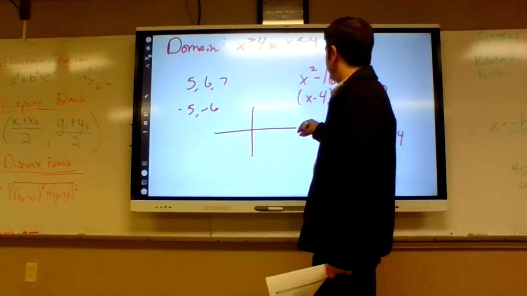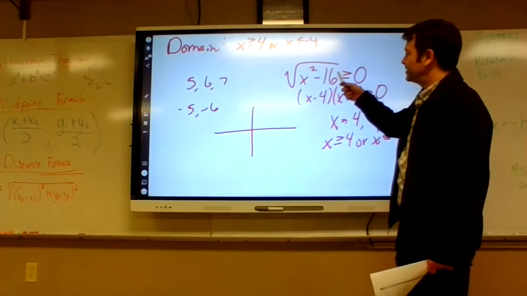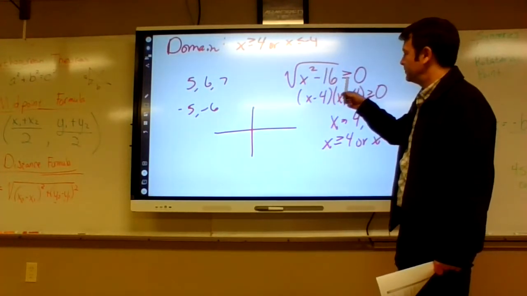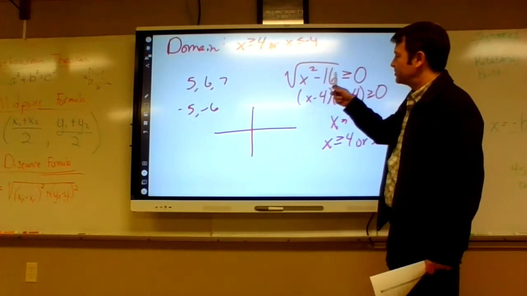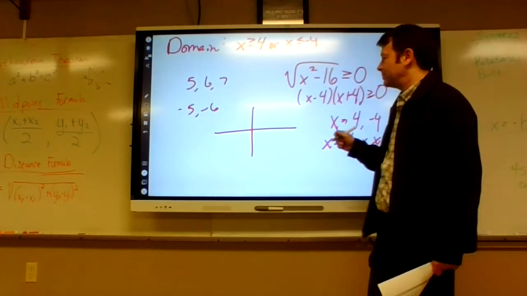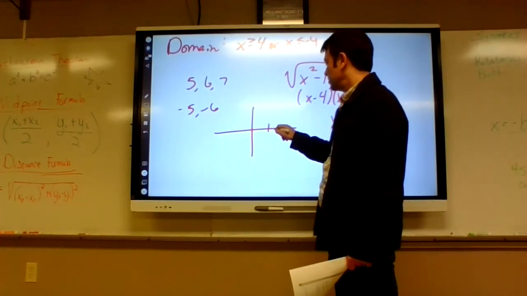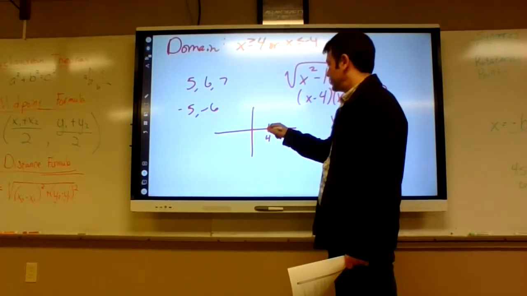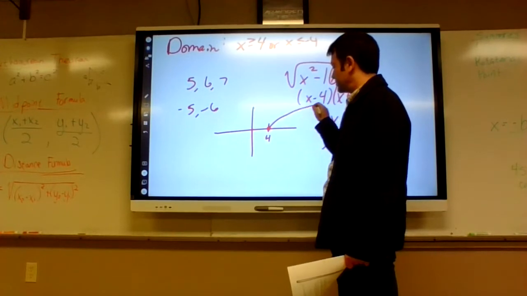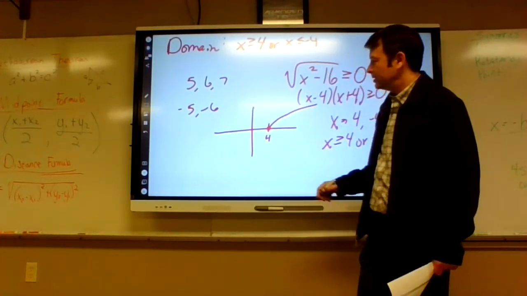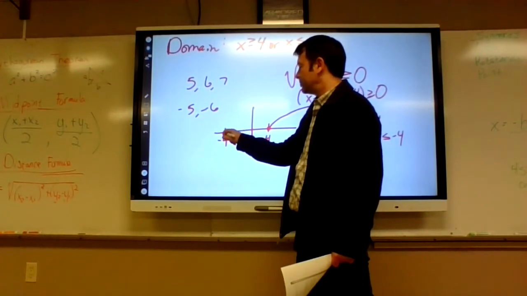If you plug in 5 to this, you get 25 minus 16, so that's 9. You plug in 6, you get 36 minus 16 is 20, so it just keeps getting bigger and bigger. If you plug in 4, though, it's 0, because 4 squared minus 16 is 0. And then it just gets bigger and bigger out that way. Guess what's going to happen at negative 4? Same thing, going the opposite direction.